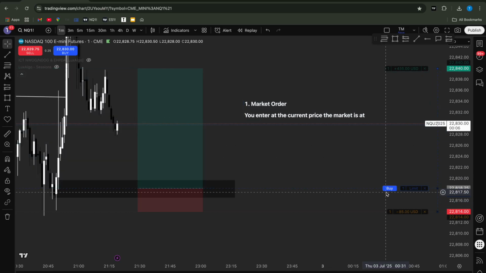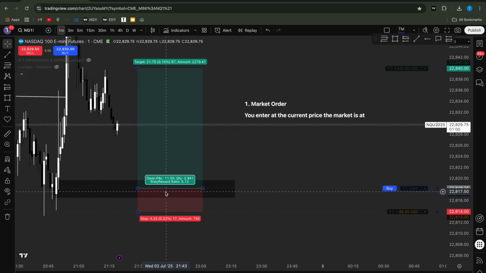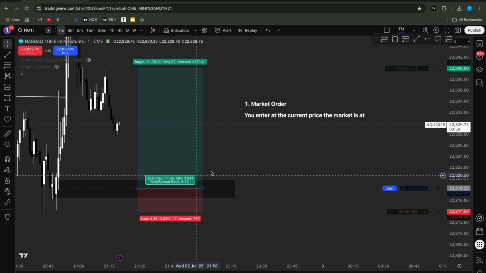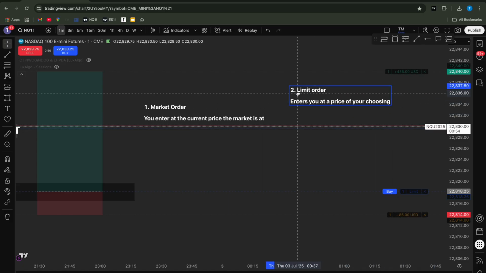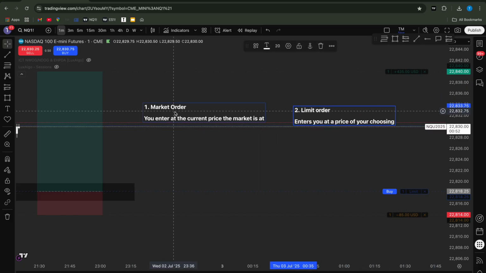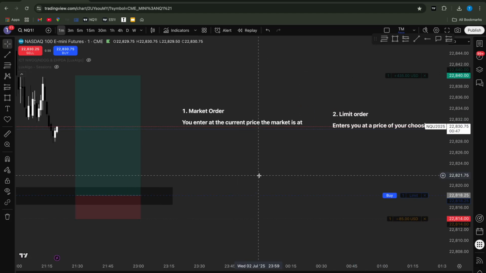And then if I click buy, it would put an order there. So as soon as price reaches that level, it would automatically enter me into the trade. So that's just the two types of orders. Very simple. Market, you enter at the current price, and the limit, you enter at a price of your choosing.